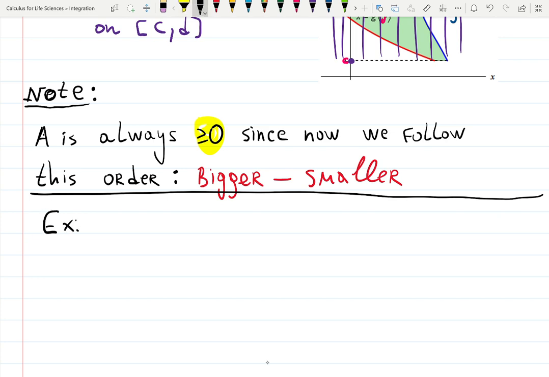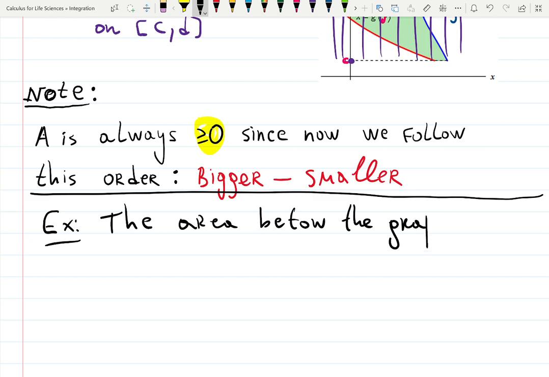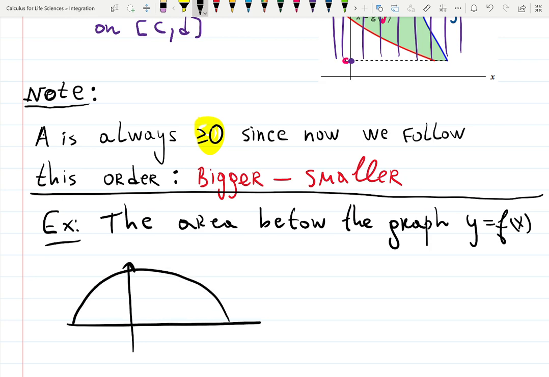A question for you. When we ask you to find the area below the graph, that's what we did last class. Y equals f of x, and it looked like this. That's what we did in class last time. So we asked you to find this area below the graph. I even shaded it for you.